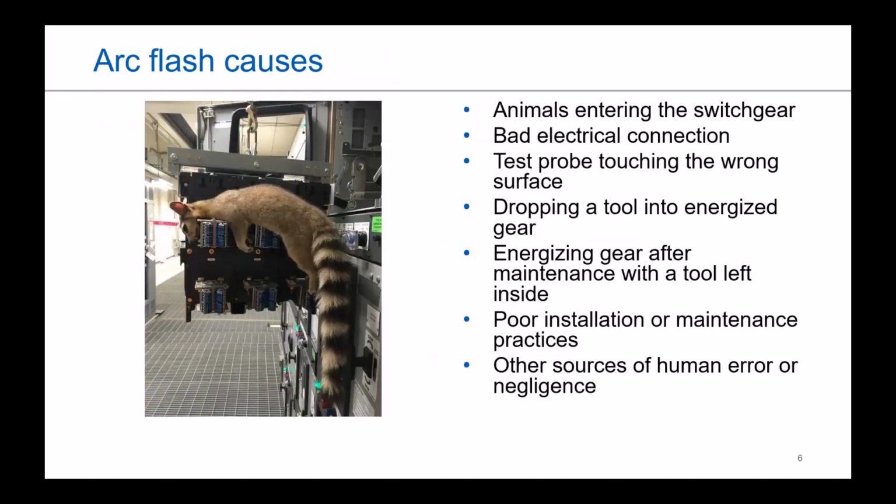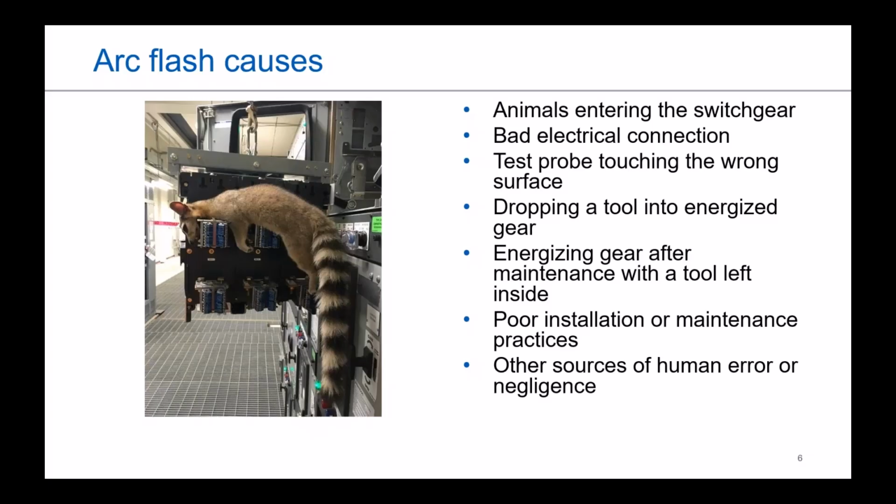So when we talk about things that can cause an arc flash, first, I'll point out that was a photo from an actual piece of installed gear. I still have no idea how in the world that raccoon got there, but it got onto the stabs of a low voltage power circuit breaker, and that's what happened to cause the incident shown in that photo. But animals entering equipment is always a risk.